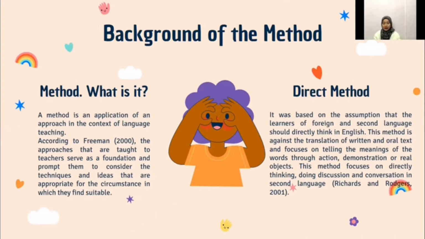The direct method is the outcome of the reaction against the grammar translation method. It was based on the assumption that learners of a foreign and second language should directly think in English. This method is against the translation of written and oral text and focuses on telling the meanings of the words through action, demonstration, or real objects. This method focuses on directly thinking, doing discussion, and conversation in the second language.